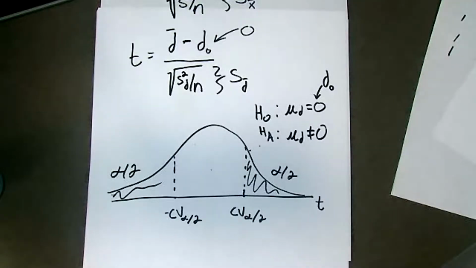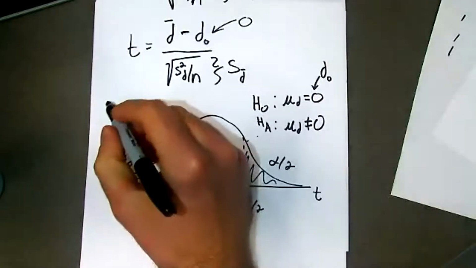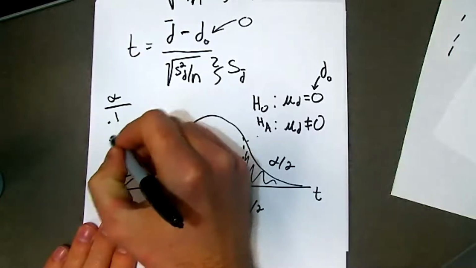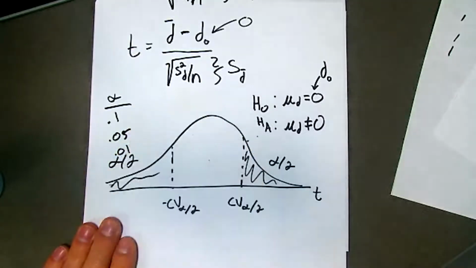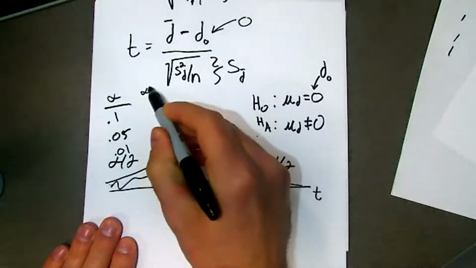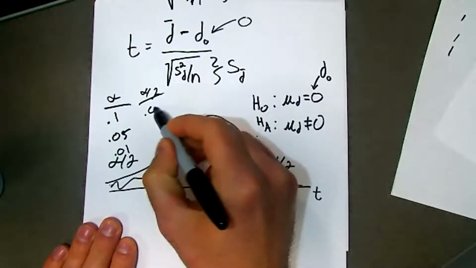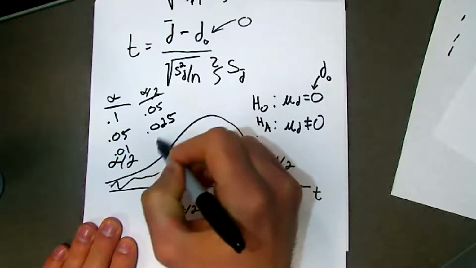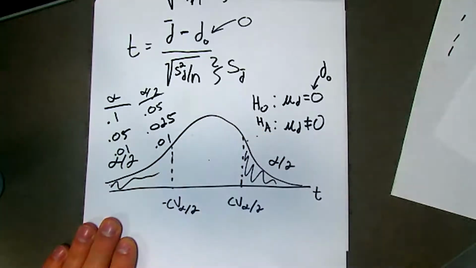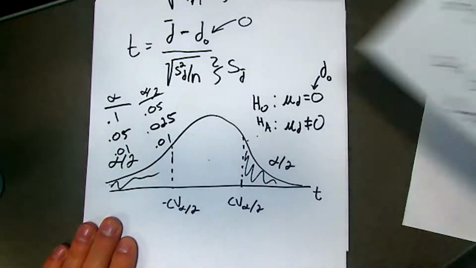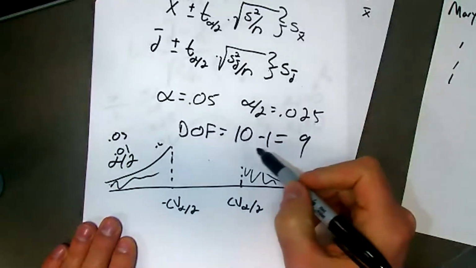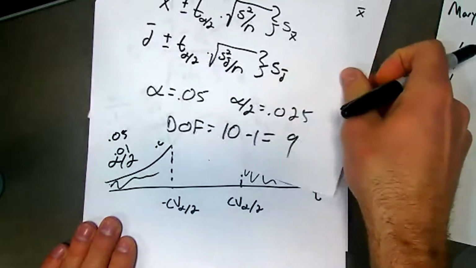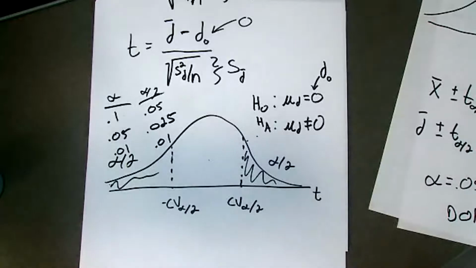I could do this for all the different alpha values. Typically I'd look up 0.1, 0.05, and 0.01, but I need alpha over 2, so I'll look up 0.05, 0.025, and 0.01. Once again, it's just like the confidence interval. Our degrees of freedom would just be n minus 1, so we'll have a degrees of freedom of 9. So we'll go to our table to get our critical values.